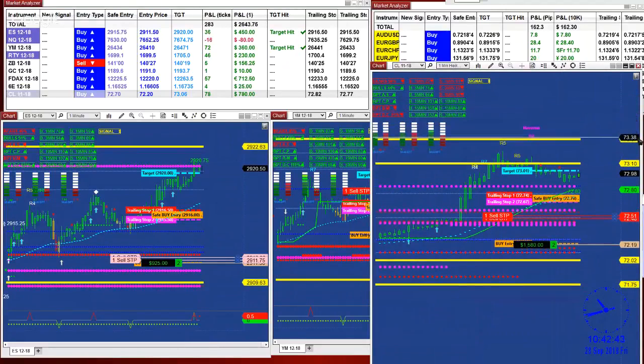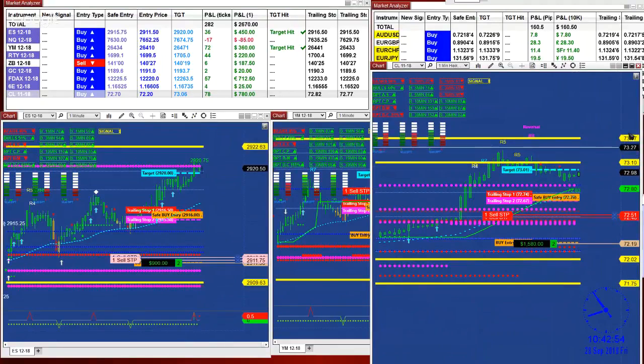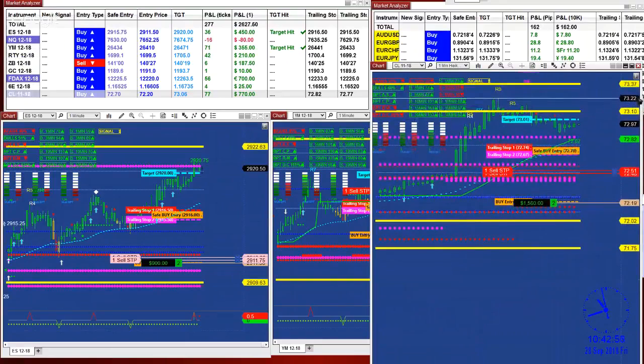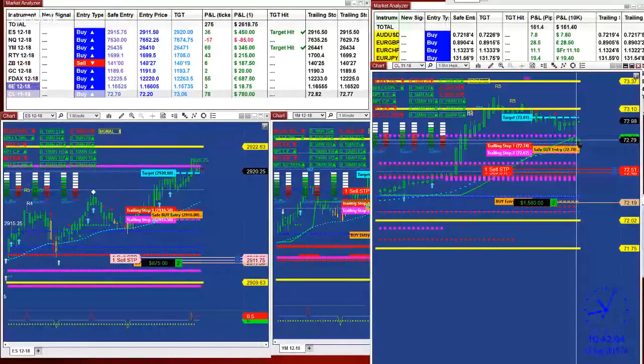And I have no clue where this ES is going, so you've got to be careful. If you are on that trade with the CL, stay on that trade. This is a pullback re-entry on the CL. The true average price is 72.82. Fair enough.